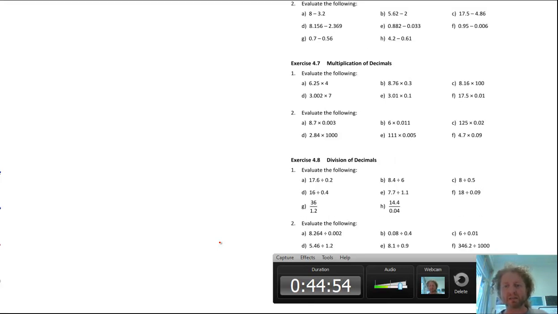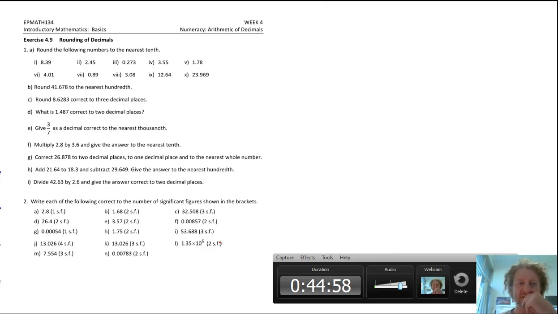And the division was when we made them look like fractions. Made the denominator a whole number. And then we've got some rounding ones.